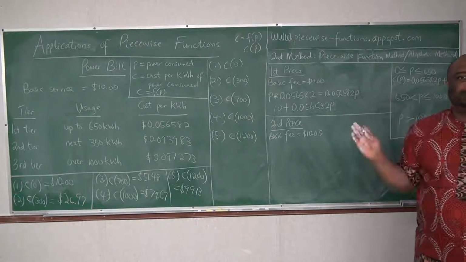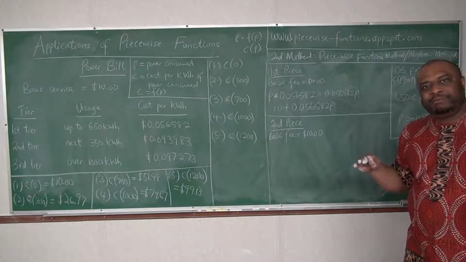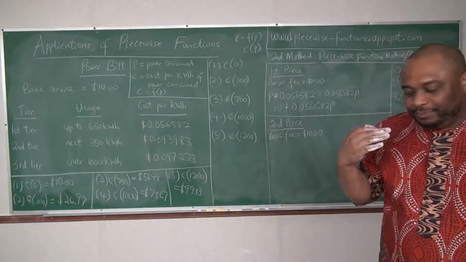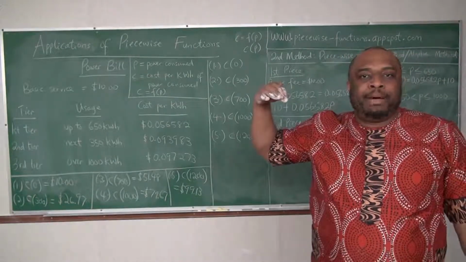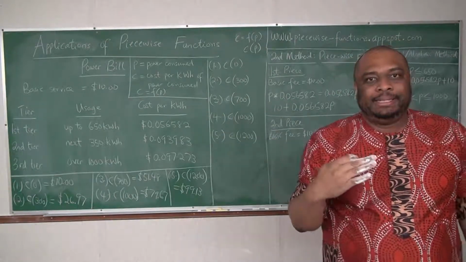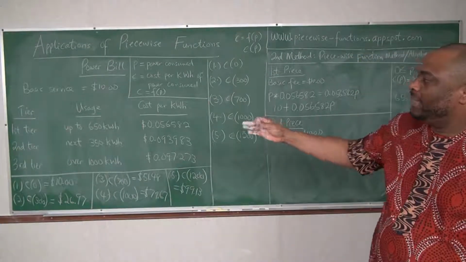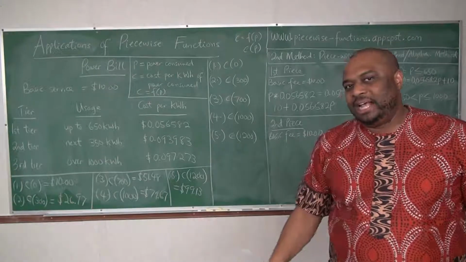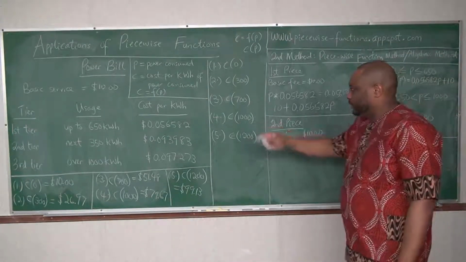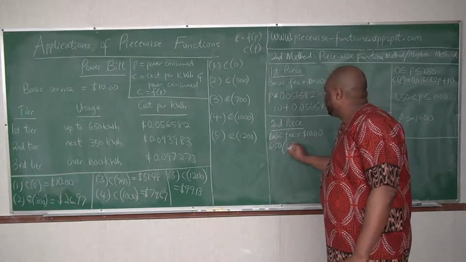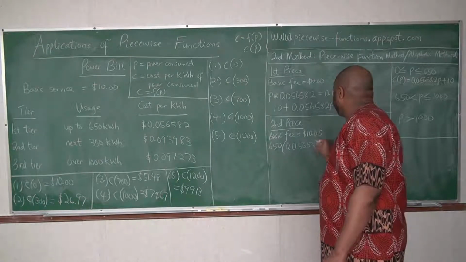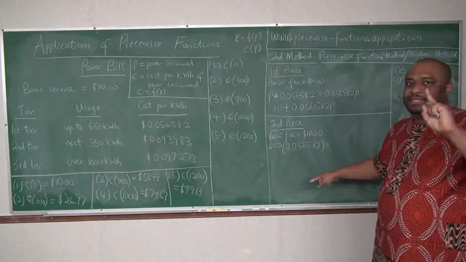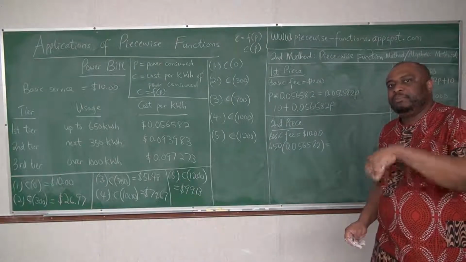Then we want to go through, because before we get to the second piece, we must pass through the first piece. So you ask yourself, what is the maximum amount I can pay in the first piece, in the first tier? Okay, this is piecewise, it's in pieces. What is the maximum amount I can pay in the first tier before I now get to the second tier? Okay, so that will be 650 times 0.056582.